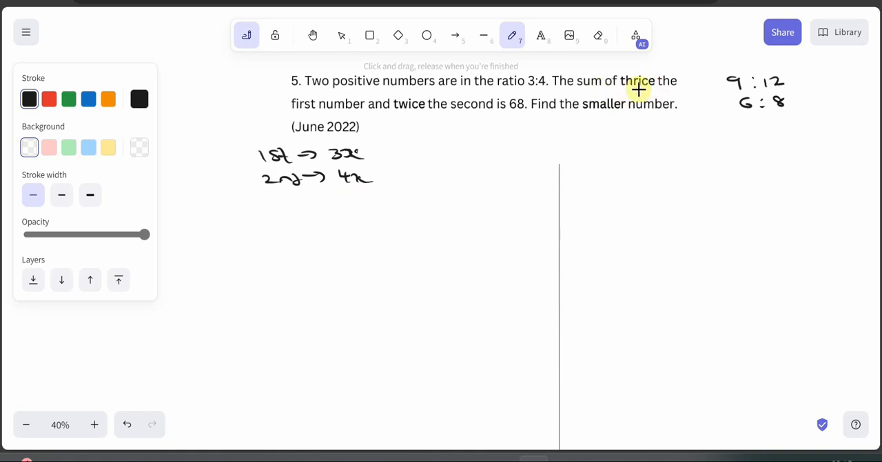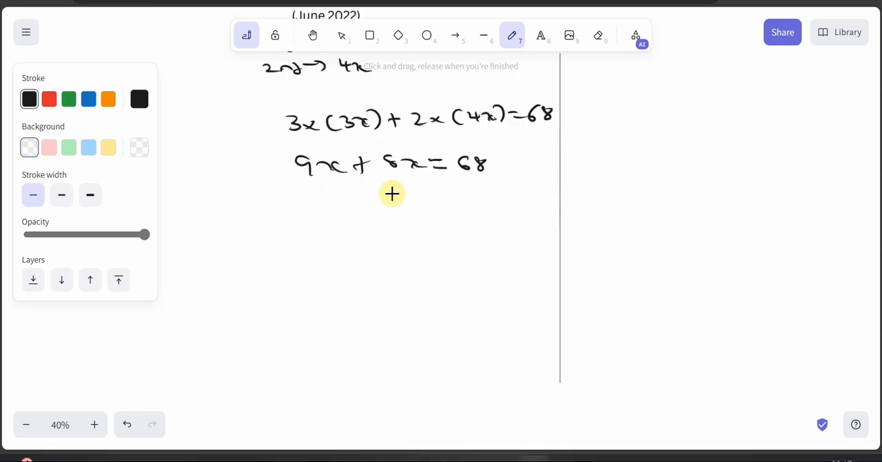It now says the sum of thrice the first number, so 3 times 3x, plus twice the second number, so that would be 2 times 4x, is equal to 68. We should find the smaller number. Great. So 3 times 3x is 9x, plus 2 times 4x is 8x, is equal to 68. So 9 plus 8 will give me 17. So 17x is equal to 68. If I divide both sides by 17, 17 here gives 1, and 17 into 68 gives 4. So our x is equal to 4.